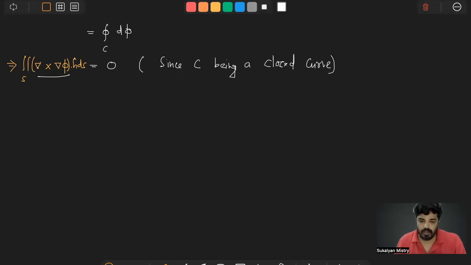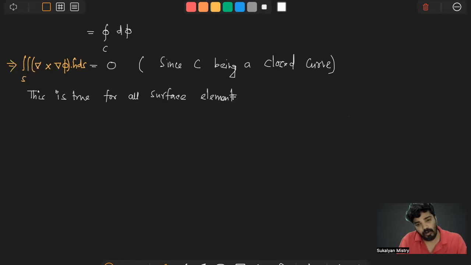Okay? So this is true for all surface elements S, so we have del cross del phi is equal to 0.